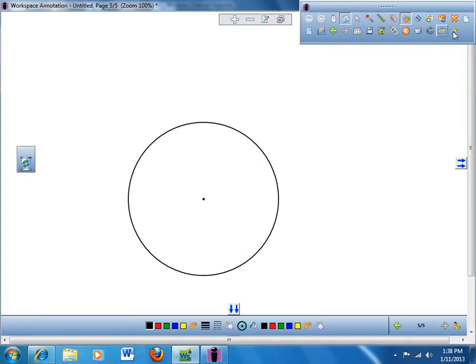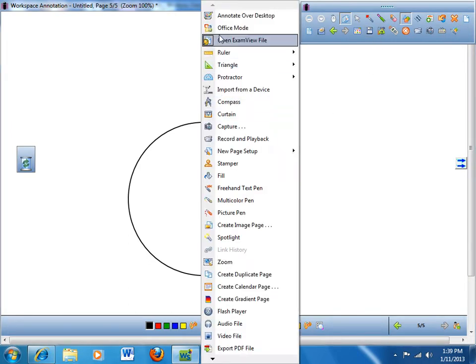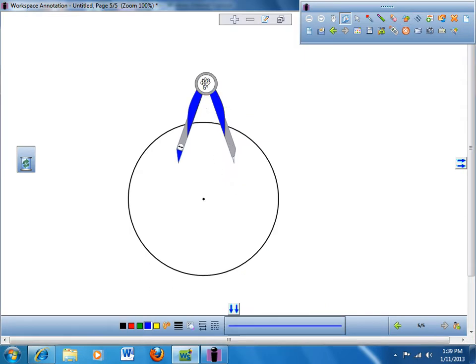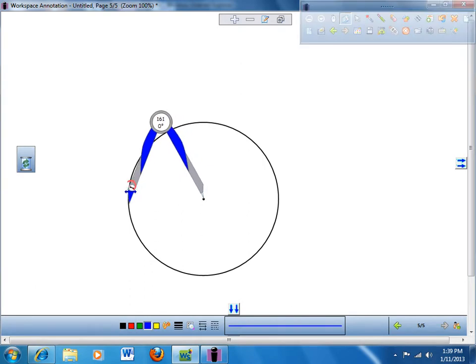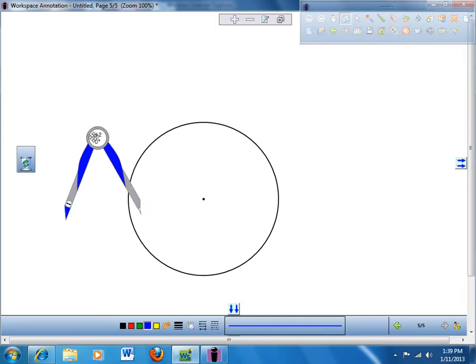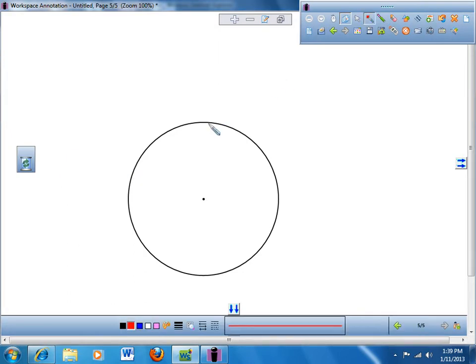Let's see if I can find a compass in the toolbox. There's a compass. Then I take my compass and I measure the radius, across to the side. Then I start at some point on the circle, I'll say here. Where did my compass go? When you clicked a point, it went away. I see what it is. So I'm putting a point there.